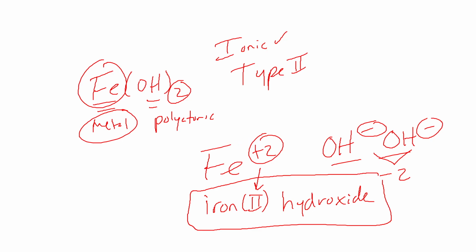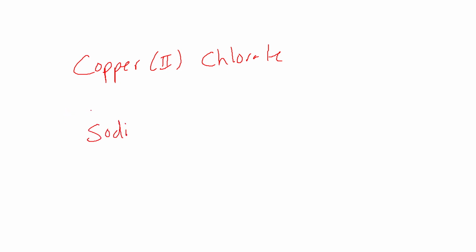Now, what happens if you have some names? Say you had some copper 2 chlorate. Let's say you had some sodium bicarbonate. We just talked about. So again, we want to look at what it is. So metal polyatomic ion means ionic, which means I should have some ions.